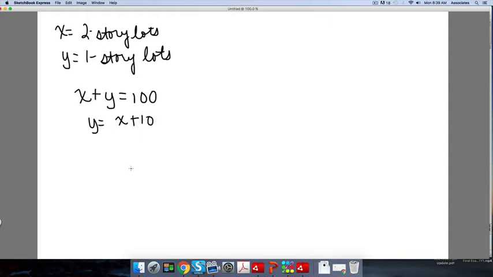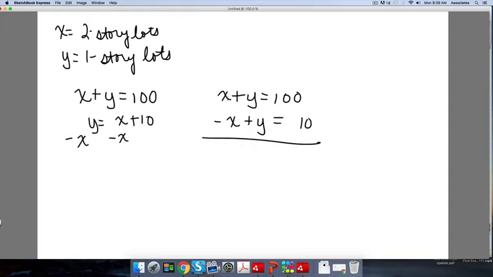Now, it wants us to solve by elimination. So I need to solve one of these. So what I'm going to do is take the second one and make its format look like the first one. So I'm going to subtract x. So I get x plus y equals 100. I get negative x plus y equals 10. Now, when I look at them, these will cancel. y plus y is 2y equals 110. Divide by 2, so y is 55. So y is 55 one-story lots.